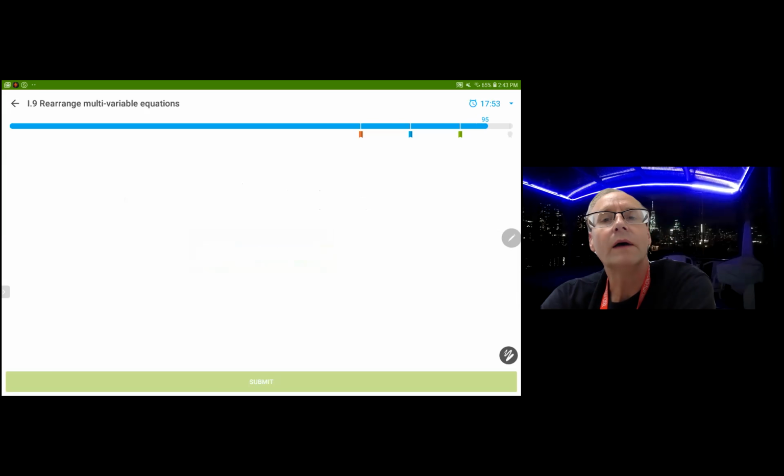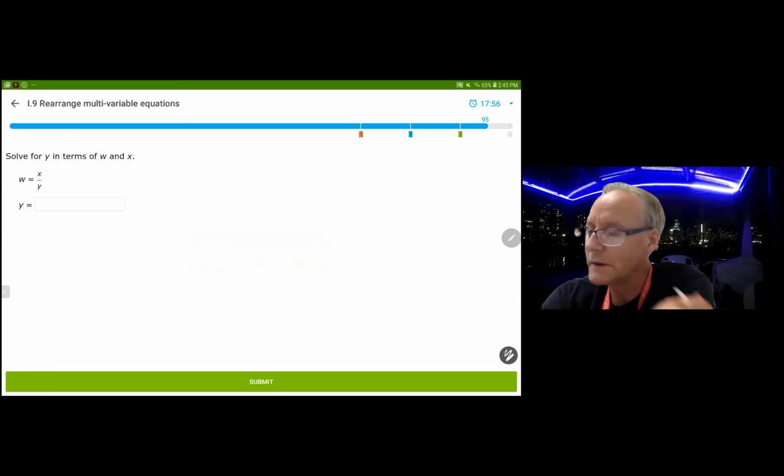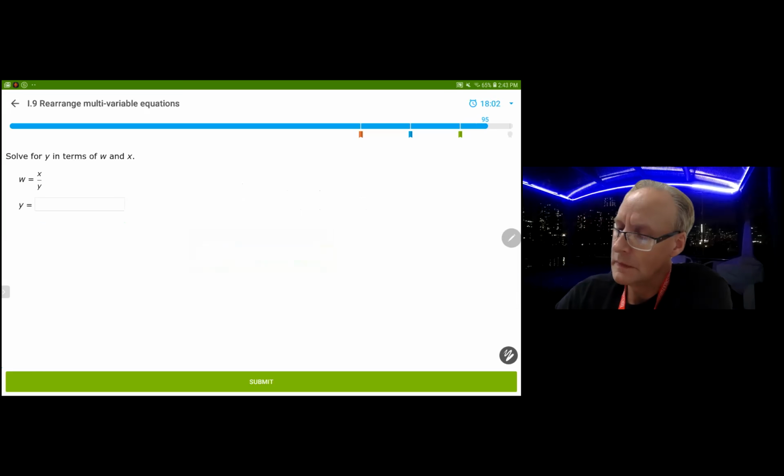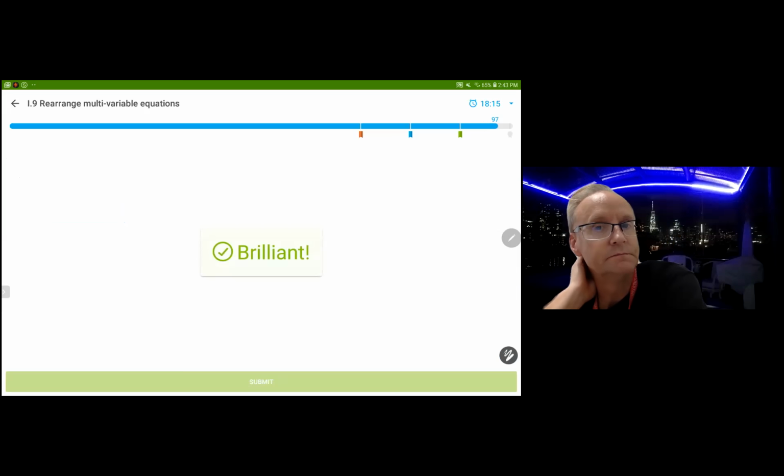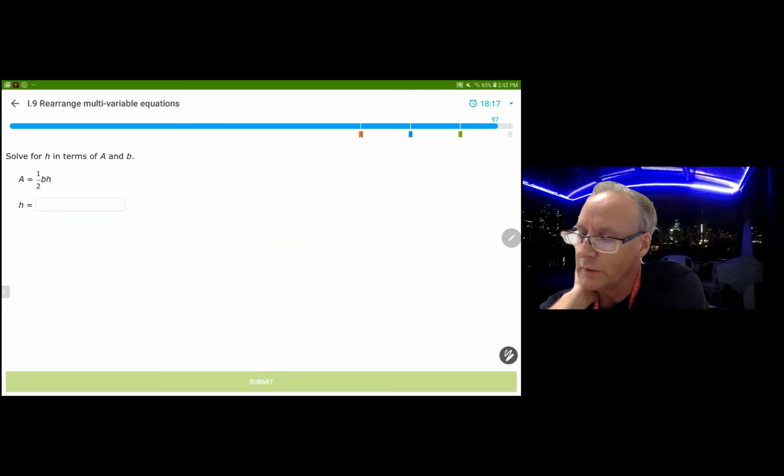And wow, it's really moving slow today. All right, solve for Y. We want to get the Y by itself, so it's going to be X over W. I'm just going to go ahead and put the answer in. Hopefully you'll do the problem by yourself and figure it out. Looks like you got 2 more maybe.